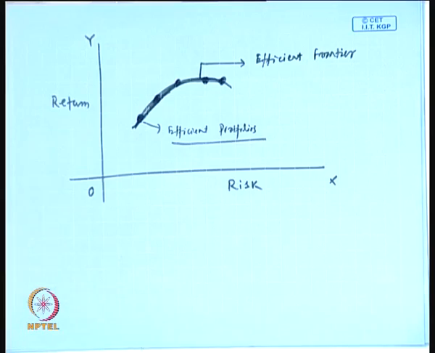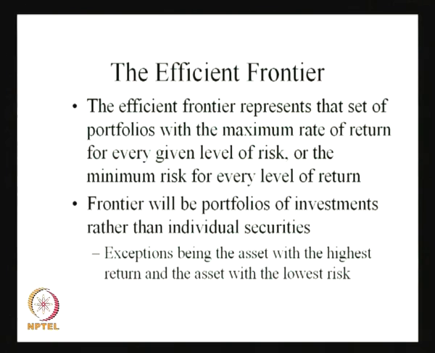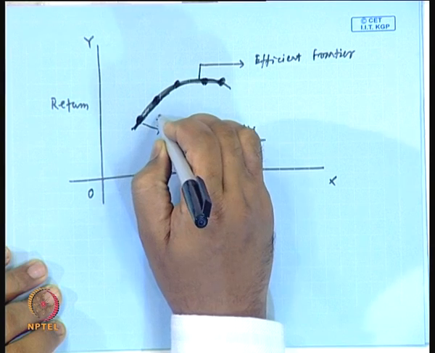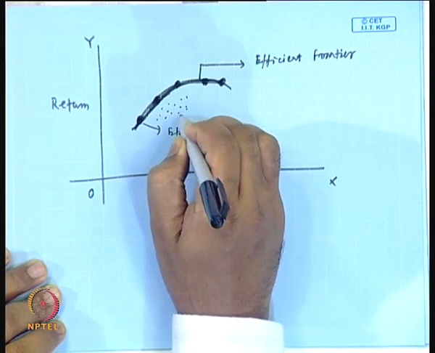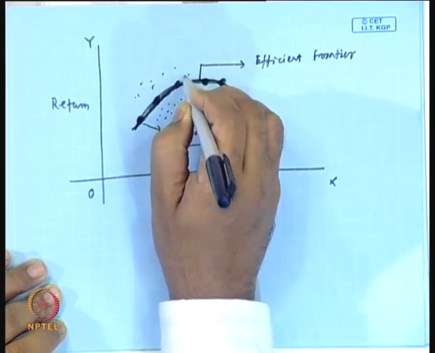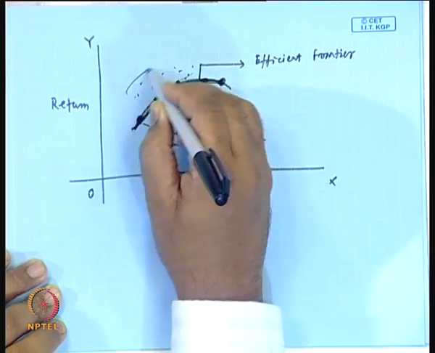This particular curve is defined as the efficient frontier. The frontier will be the portfolios of investments rather than individual securities. Already we said that the expectation is the asset with the highest return and the lowest risk. If you see this graph I have drawn, maybe you will find some other portfolios here, but it is very difficult to find a portfolio on that side.